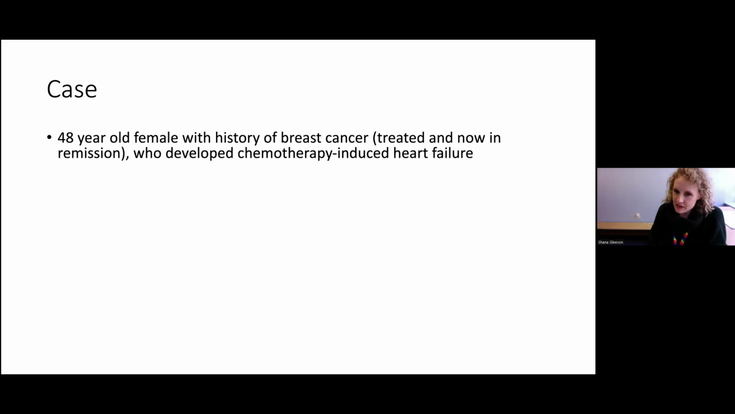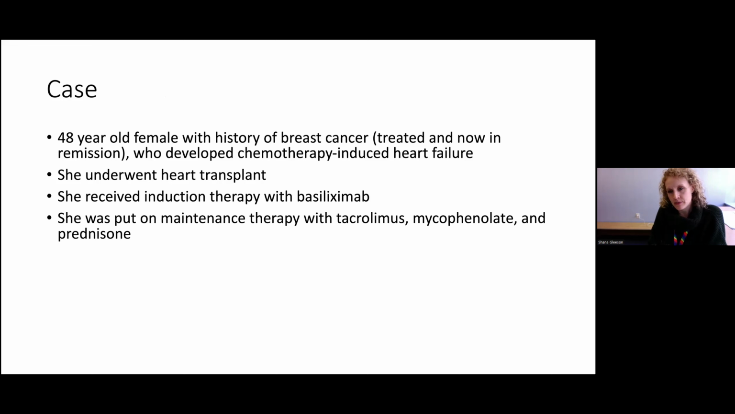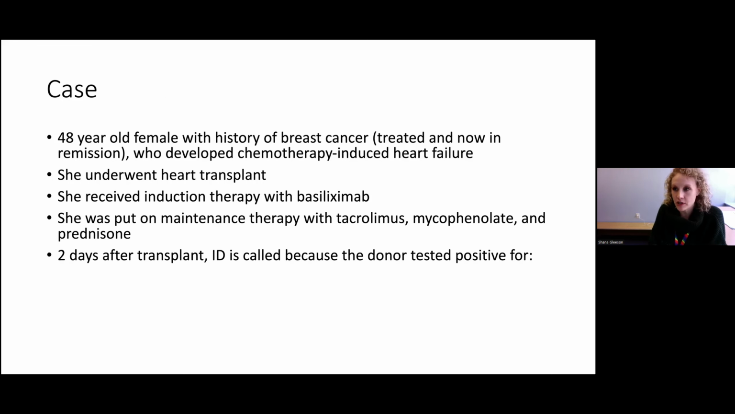So, a 48-year-old female with a history of breast cancer who developed chemotherapy-induced heart failure, for which she had to undergo a heart transplant. She had induction therapy with basiliximab, and then she was put on maintenance with tacrolimus, CellCept, and prednisone after that. Then 2 days after the transplant is when I met her. I got called because the donor tested positive for a few things: syphilis, hepatitis C, and influenza A.